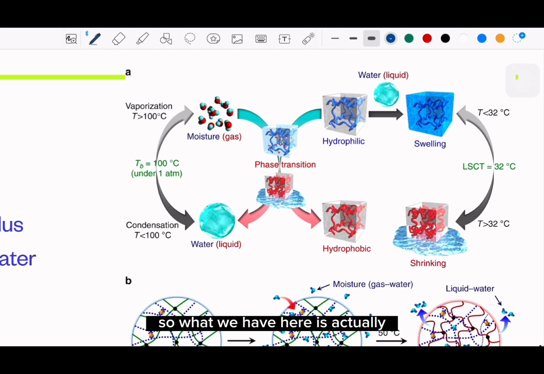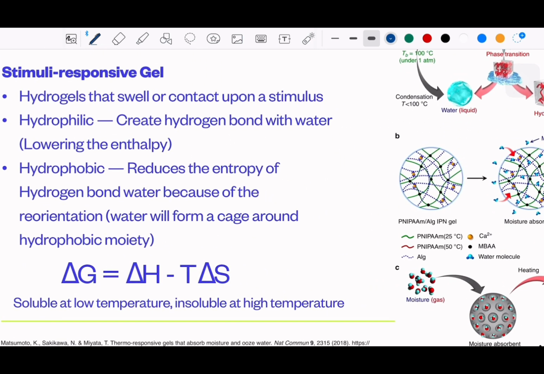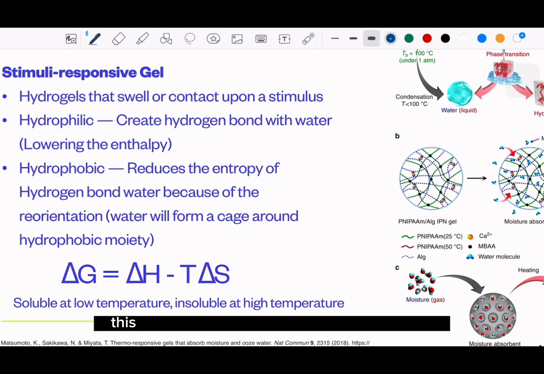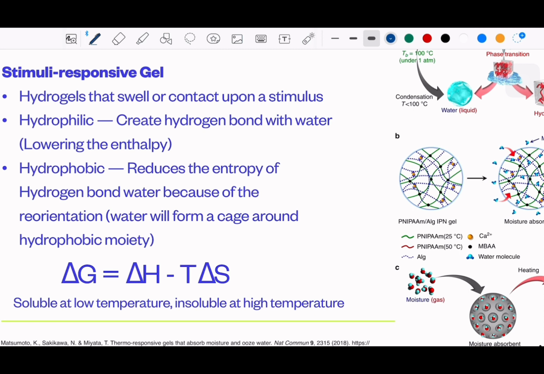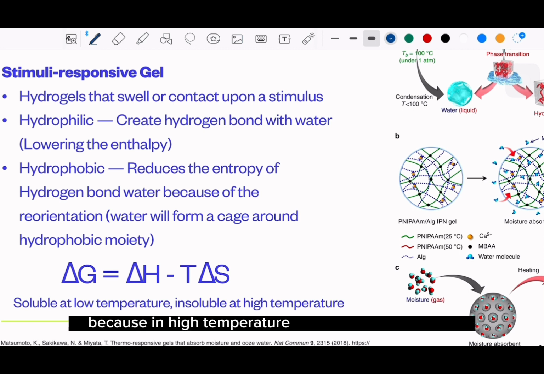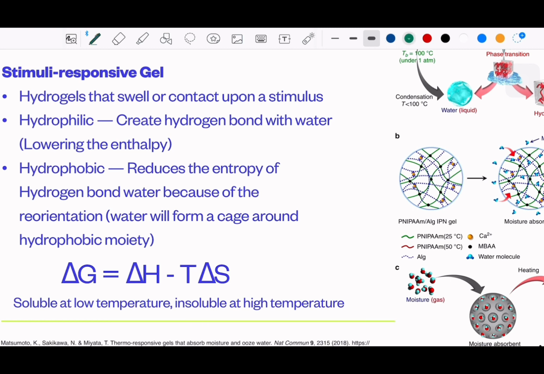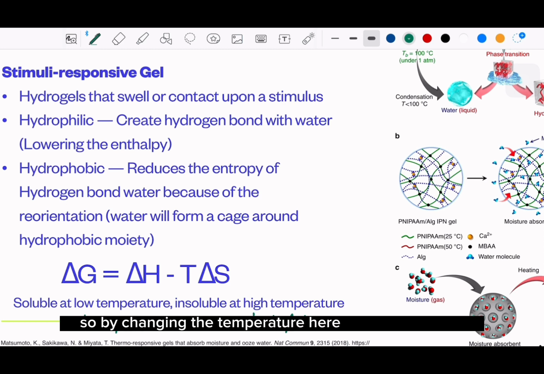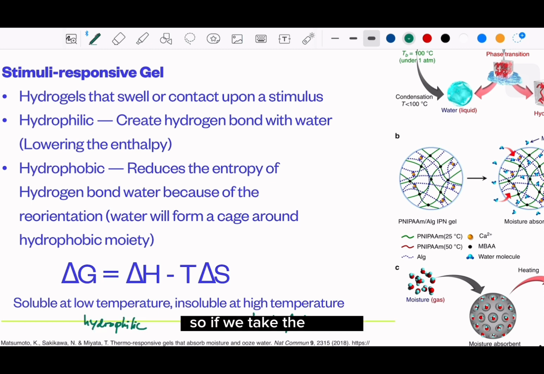Okay. So what we have here is actually the conclusions based on this free energy. This hydrogel will be soluble at low temperature, but at high temperature it becomes insoluble, because at high temperature it becomes hydrophobic. And at low temperature, it's hydrophilic. So by changing the temperature in this formula, if we take the higher temperature, it's practically more minus, right? It's lowering the free energy. But if we want low temperature, the enthalpy will be higher, right? Which means that it's soluble.